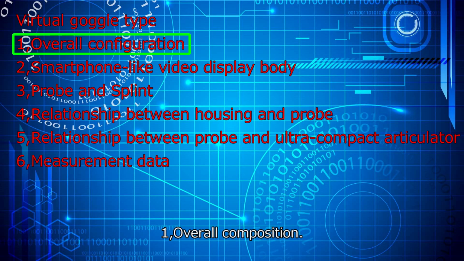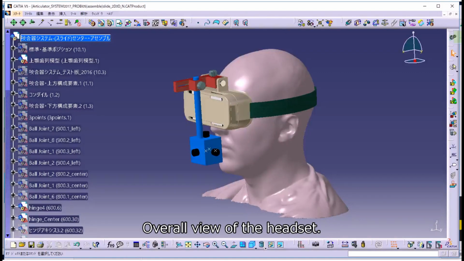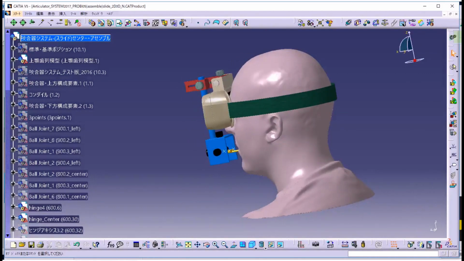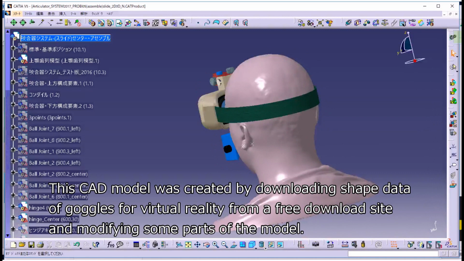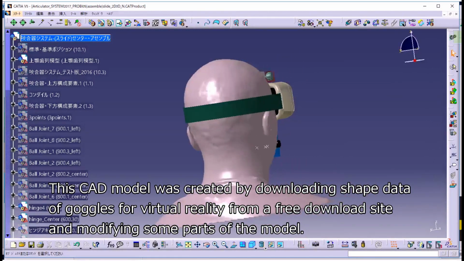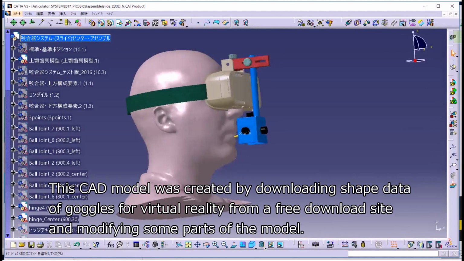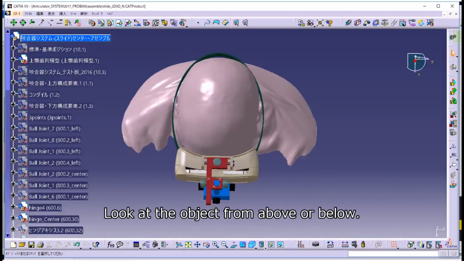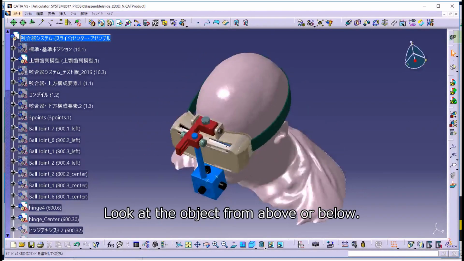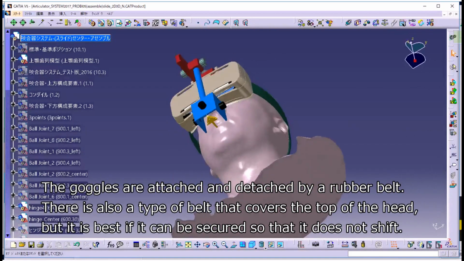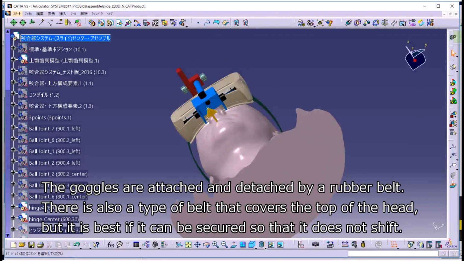1. Overall composition. Overall view of the headset. This CAD model was created by downloading shape data of goggles for virtual reality from a free download site and modifying some parts of the model. Look at the object from above or below. The goggles are attached and detached by a rubber belt.